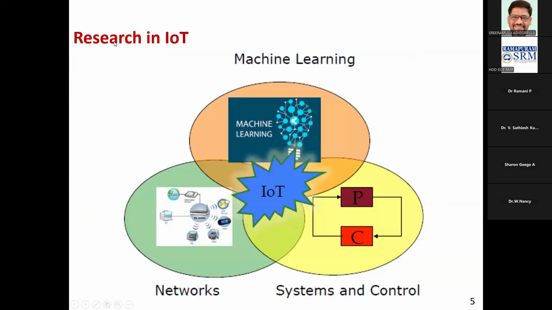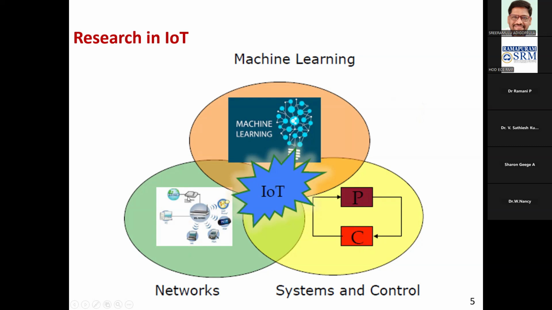Before that, let us discuss about research in IoT. As I said, IoT is multidisciplinary, so you should have a skill set of different specialization. For example, in IoT, we need to have some electronic components, right? So a node needs to be designed. The node usually will have a controller, and we will connect a lot of sensors and actuators to the controller. So we will be having systems and control. In systems and control, we can do a lot of research.